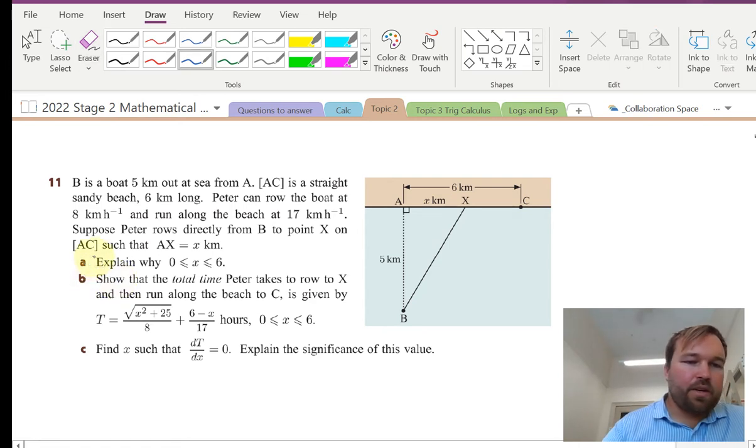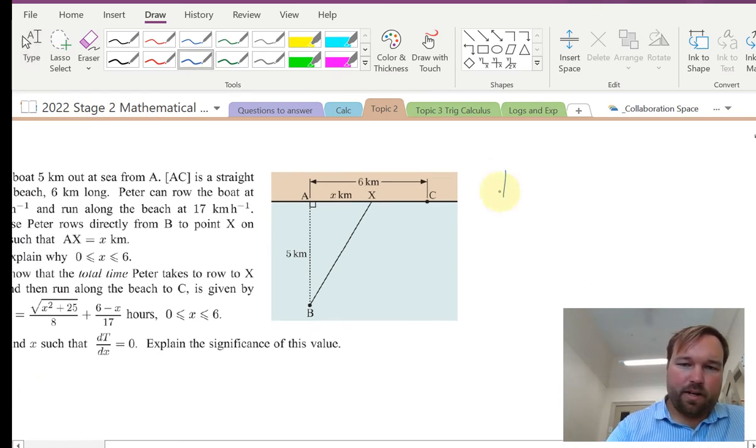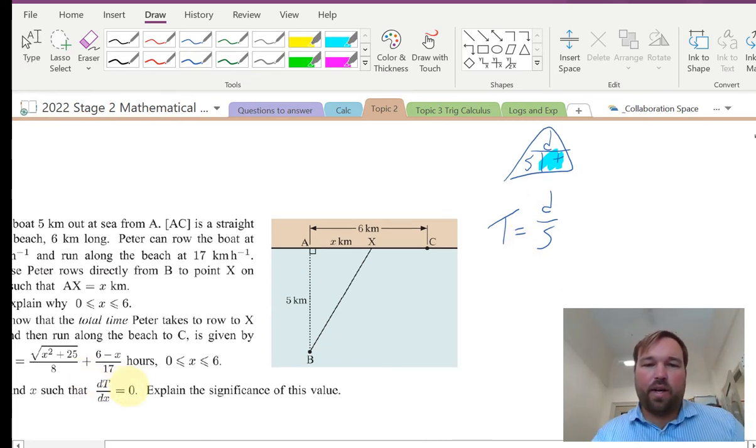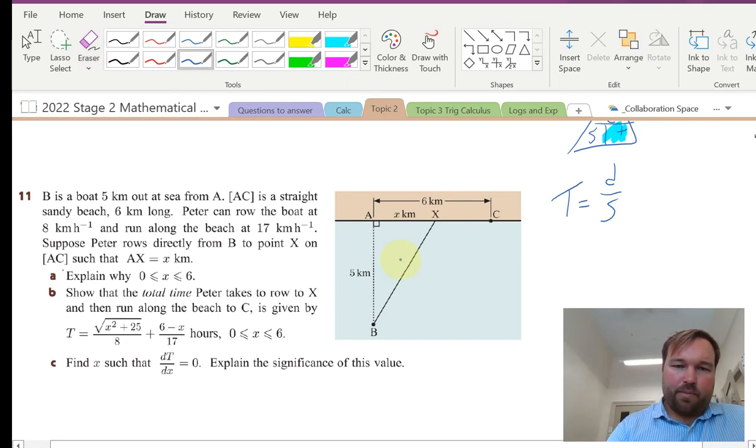So the total time Peter takes to row to X and then run along the beach to C is given by... Alright, so remember time, I can never remember, right? A good one to have on your triangle is speed equals distance over time. Have you guys seen this triangle? If you want time, highlight it, and then the remaining two is distance over speed. Now the question has given us the speeds for each leg of his journey. It hasn't given us the distance, so we're going to find the distance here. This distance here comes from Pythagoras.